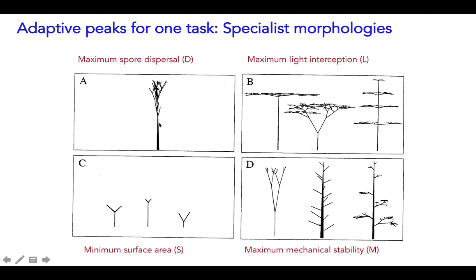So here are the different phenotypes for the different adaptive peaks if you select for just one task. That is, if you select on Cooksonia for maximum spore dispersal, here's the resulting phenotype. If we select for maximum light interception, here's the resulting phenotype. If we select for minimum surface area, we actually select for something that remains very Cooksonia-like, a very diminutive small plant with very little branching. And here's selection for maximum mechanical stability.